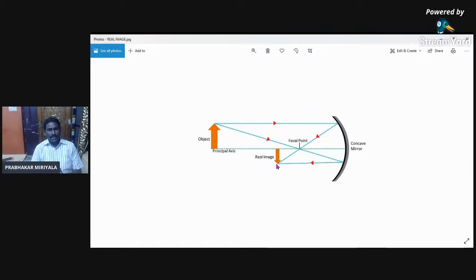Okay, next, diminished image and enlarged image. Diminished means the size of the image is less than the size of the object.